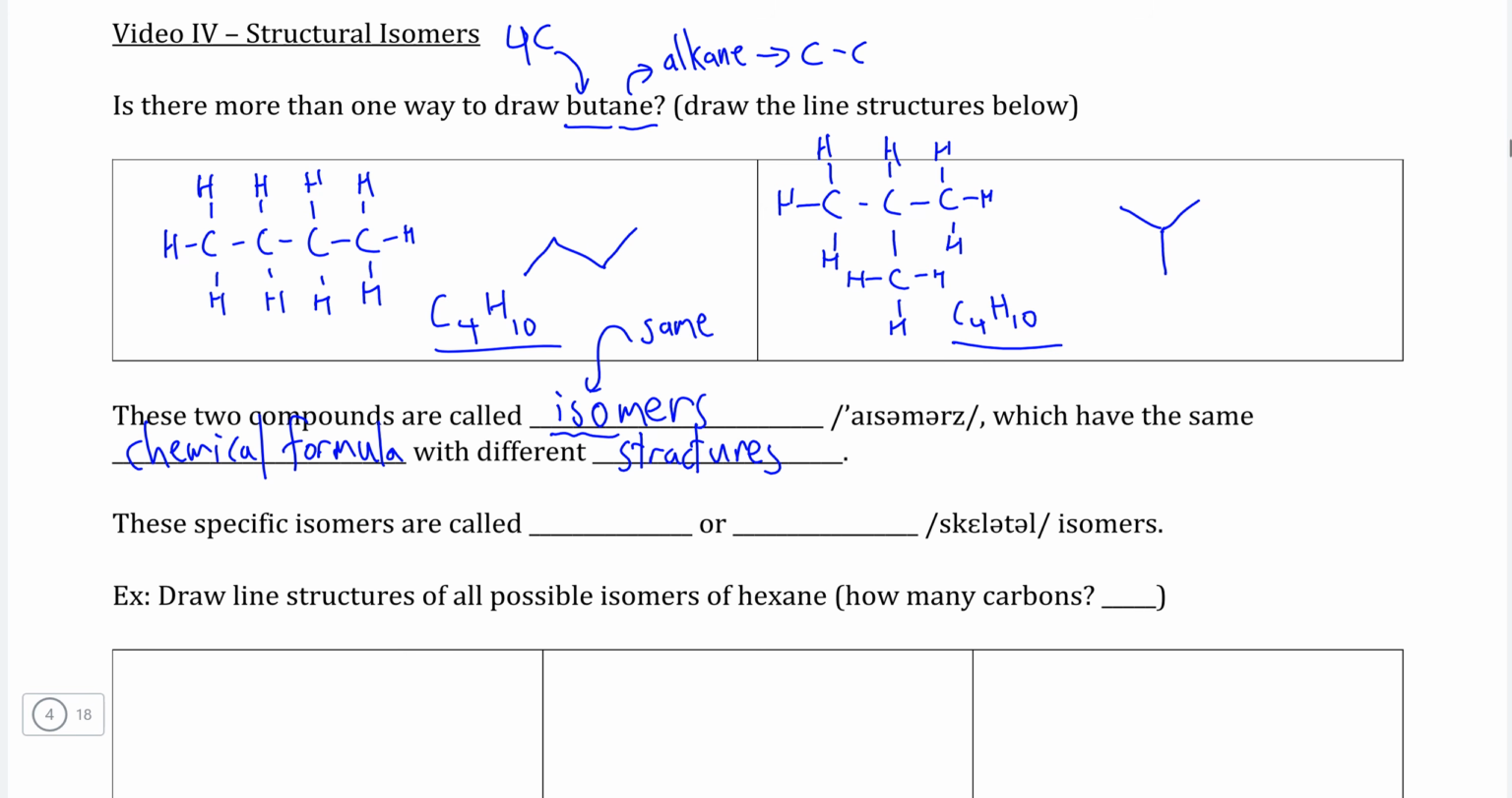Now, because these structures are different, these specific isomers are, not surprisingly, what we would call structural isomers, because the arrangement of bonds within their structures is different, but referring to the line structure difference as well, which shows the carbon skeleton of the molecule. That's why these are often informally known as what we call skeletal isomers.